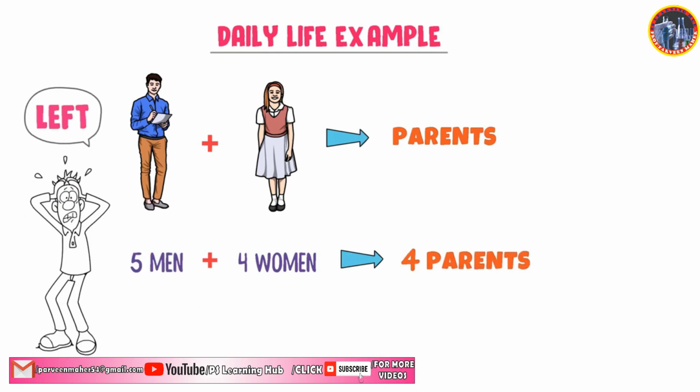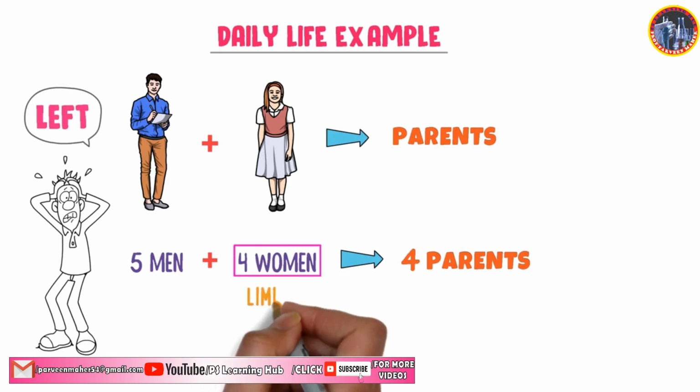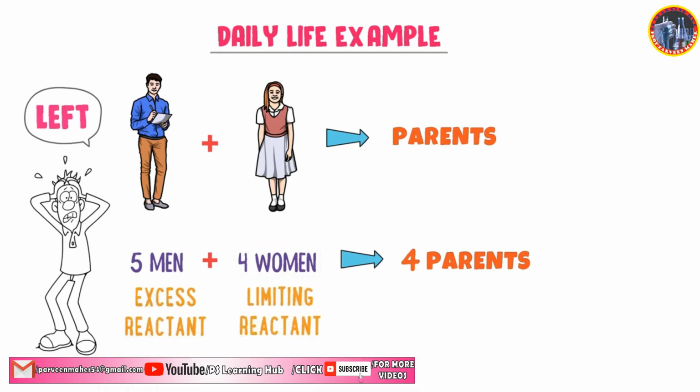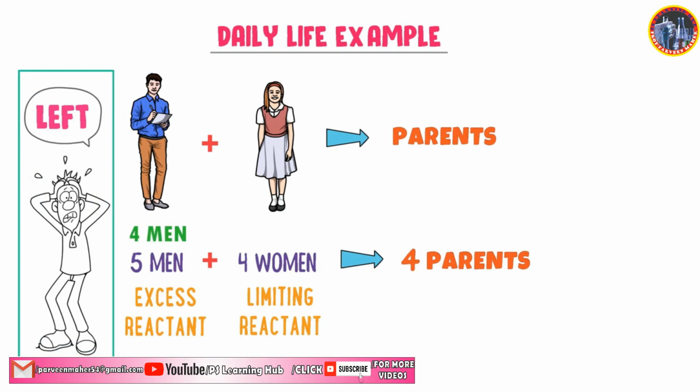Now listen carefully. We say that 4 women are limiting reactants and 5 men are excess reactants. If you ask me how it is possible, the answer is simple. All these women are completely married to 4 men, so not a single woman is remaining. Hence it is a limiting reactant. On the other hand, out of these 5 men, only 4 men are married and one person is still waiting for a woman to marry him. Hence it is an excess reactant.